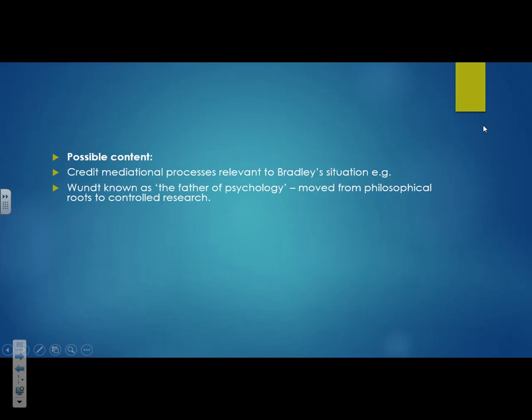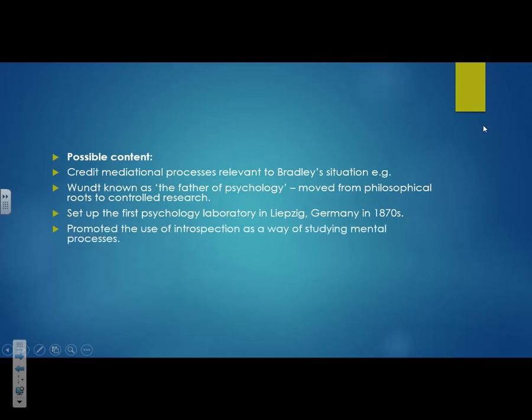Wundt, as you know, is known as the father of psychology and moved from philosophical roots to controlled research. So we know about moving from philosophy to controlled research. He set up the first psychology lab in Leipzig, Germany in 1870. Whilst not an absolutely vital thing to know, it does get you some marks.